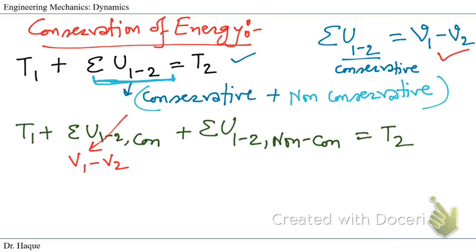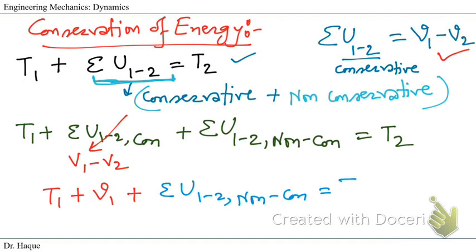So this equation becomes T1 plus V1. If we take the V2 to the other side, U12 remains the same for the non-conservative. So T2, and the V2 goes on the other side, so plus V2.